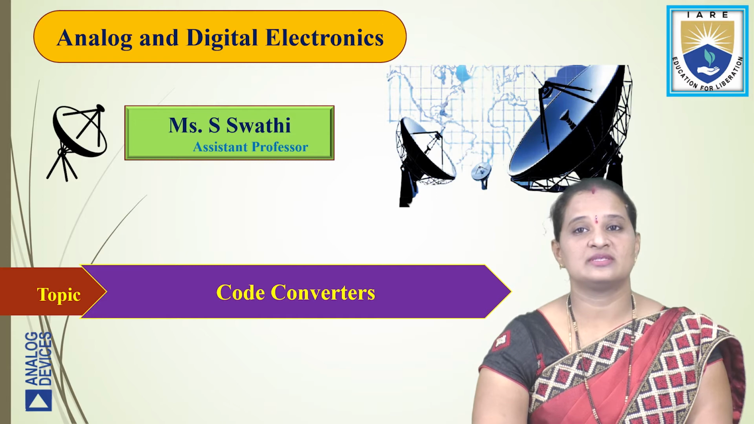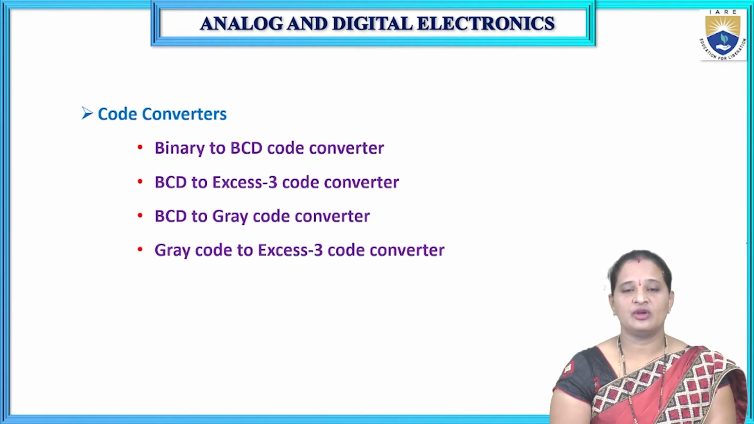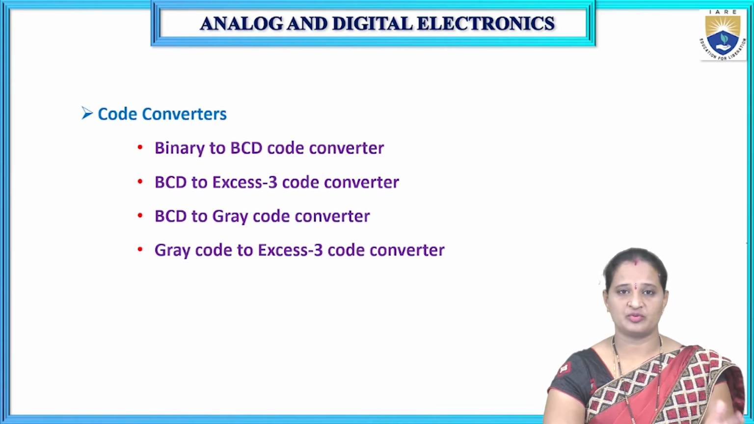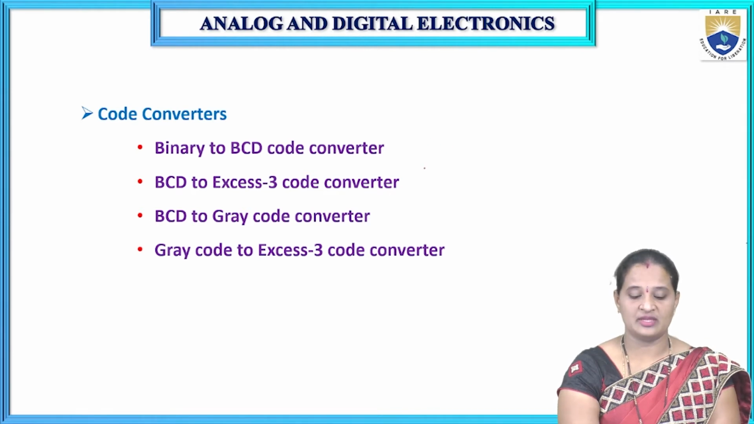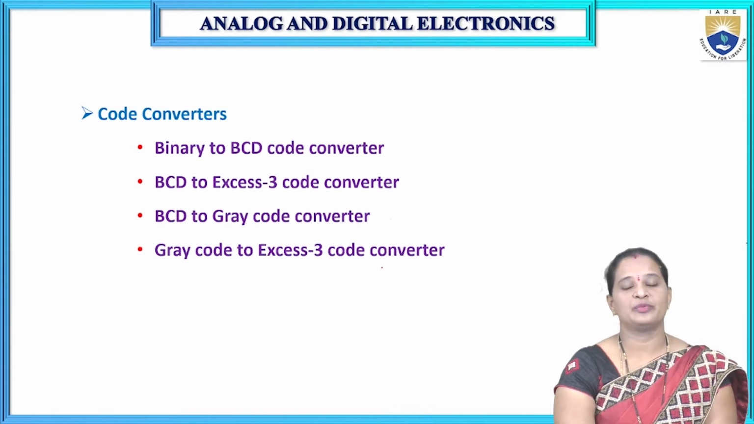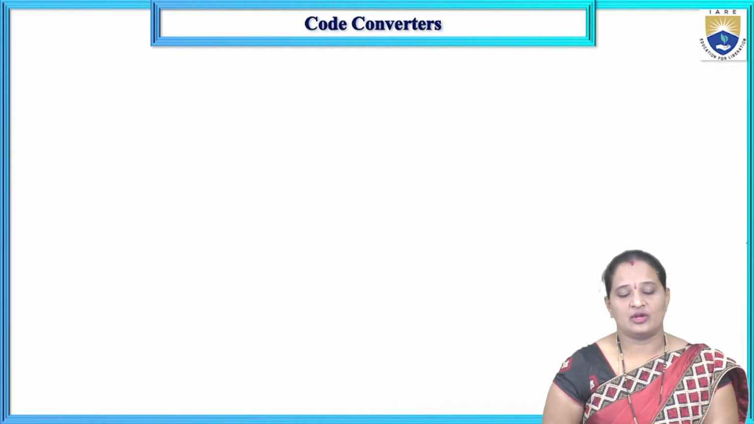In this lecture, we'll be discussing code converters. What do you mean by a code converter, and how do we design various code converters? It is a combinational logic circuit that converts one form of binary code into another form. How to convert them, what is the procedure for designing them, and as examples, we will be discussing the design of a binary to BCD code converter, BCD to Excess-3 code converter, BCD to Gray code converter, and Gray code to Excess-3 code converter. First of all, what do you mean by a code converter?